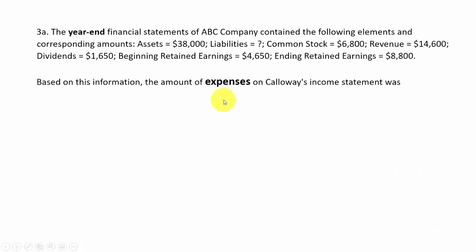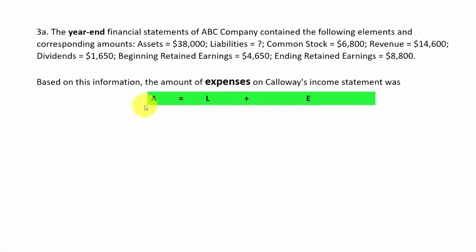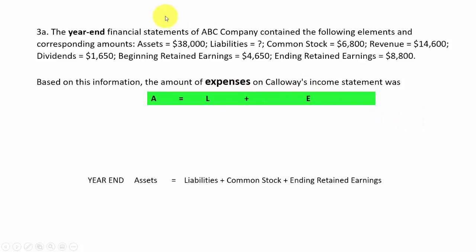This question wants to know, what would the amount of expenses be on the income statement? All right, it says the year-end financial statement of ABC Company contained the following elements. Let's put our accounting equation up here. Remember, this has always got to be in balance, and it's always got to be in balance at every point in time. And so they gave us the year-end information for this company.